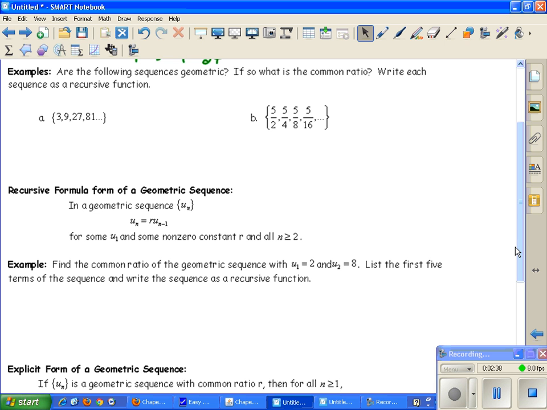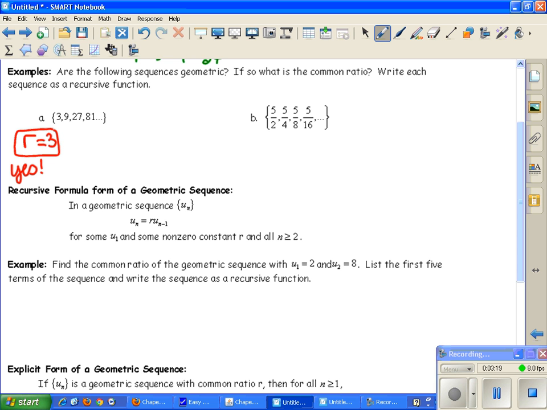So if we look at the first example, it says, are the following sequences geometric? If so, what is the common ratio? Write each sequence as a recursive function. So if we look at the first example, it's actually 3, 9, 27, and 81. So this is like the first example that we did, except it doesn't have 1 as our first term. So in this case, if you do 9 divided by 3, 27 divided by 9, 81 divided by 27, the common ratio, or r, would be equal to a value of 3. So that's our r value. So yes, we know that this is a geometric sequence.